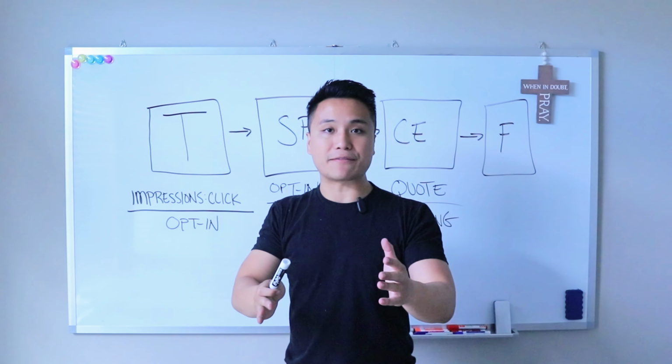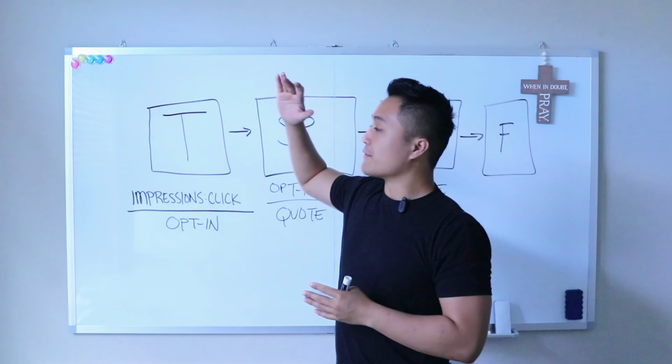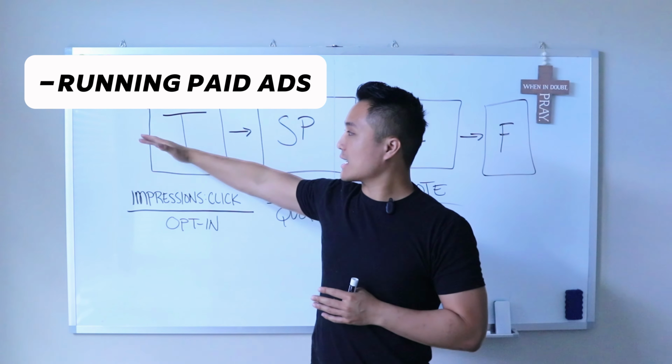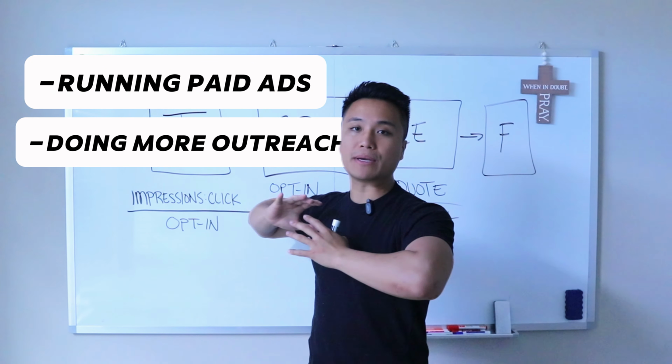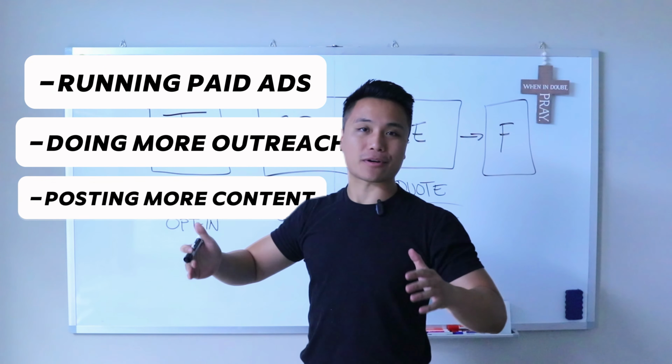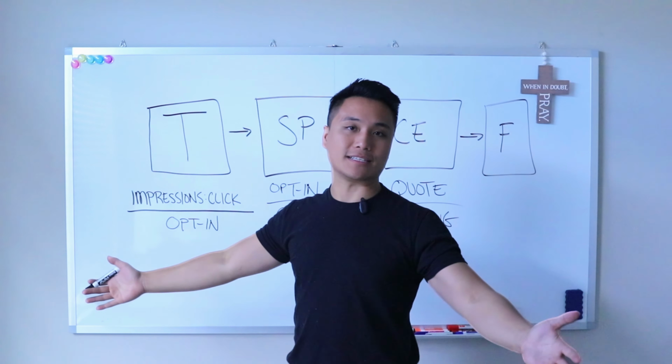Now, to generate traffic, you can only do it in 3 ways. The first way is running paid ads. The second way is doing more outreach, reaching out to more people. And lastly, it's posting more content, so more people find you by seeing your content.